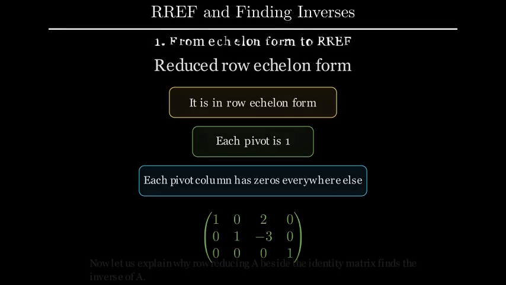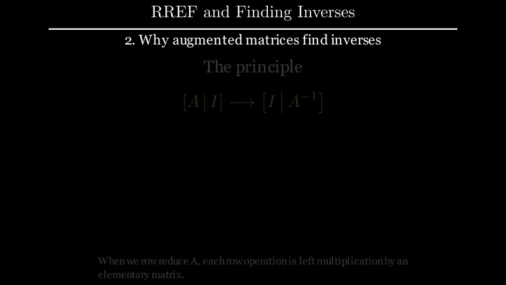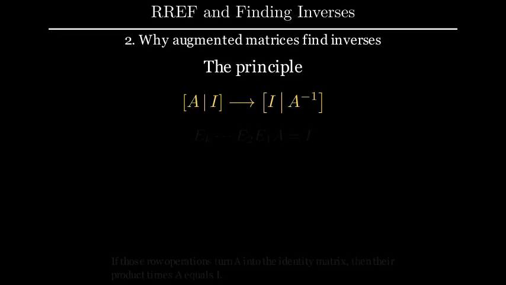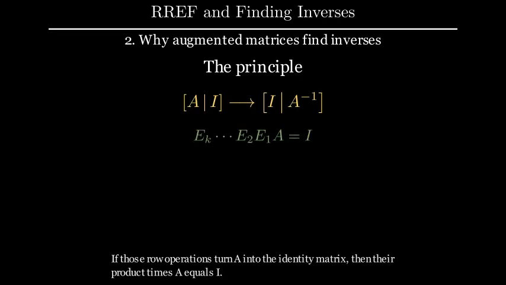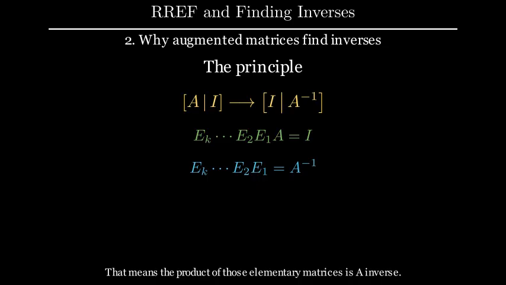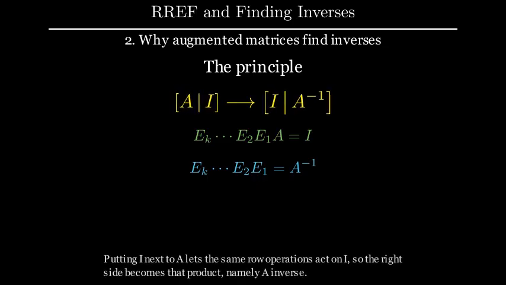Now let us explain why row reducing A beside the identity matrix finds the inverse of A. When we row reduce A, each row operation is left multiplication by an elementary matrix. If those row operations turn A into the identity matrix, then their product times A equals I. That means the product of those elementary matrices is A inverse. Putting I next to A lets the same row operations act on I. So the right side becomes that product, namely A inverse.